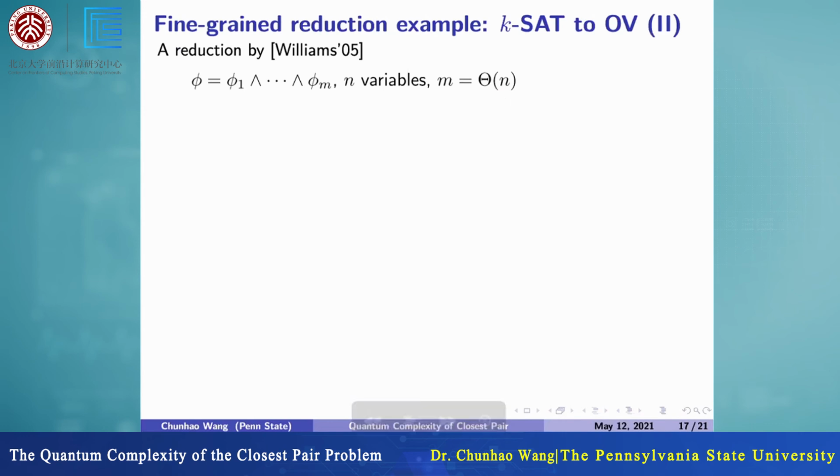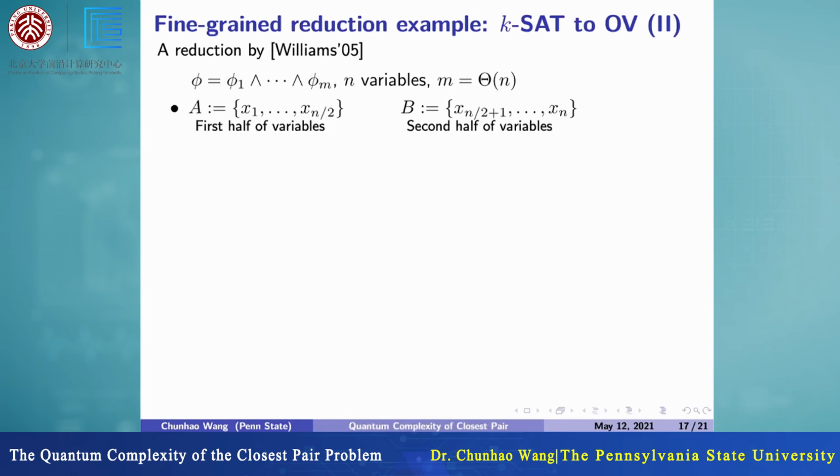This reduction was first proposed by Williams in 2005. Suppose you are given this formula with clauses phi 1 up to phi m, so m clauses. We assume there are n variables and m clauses, where m is of the same order as n. We define two sets A and B. A is the first half of the variables and B is the second half of the variables.